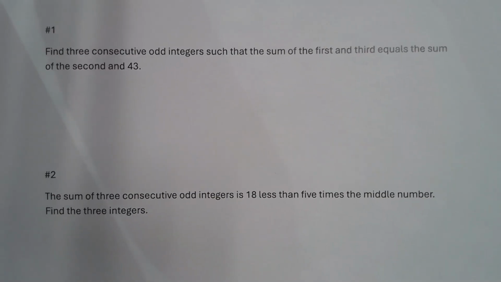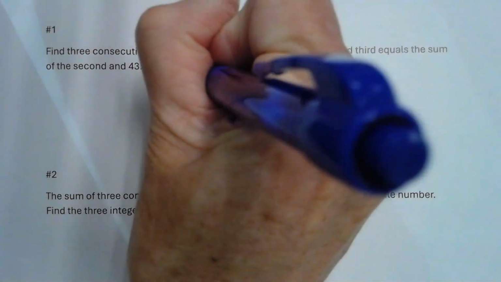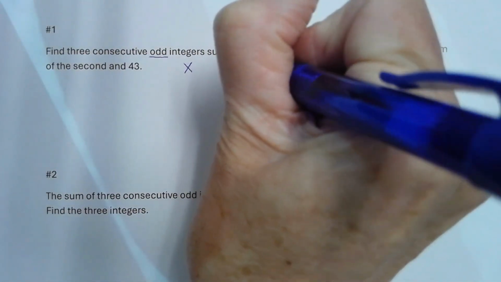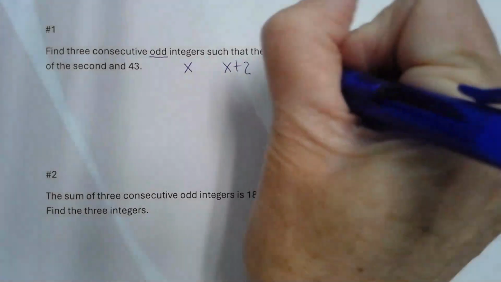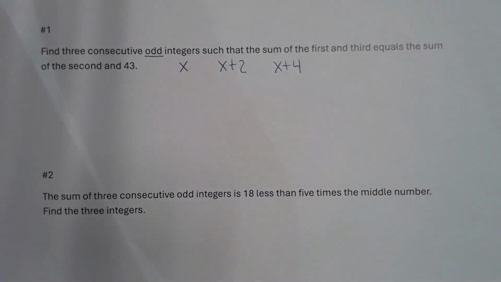So first thing it says in number 1 is find 3 consecutive odd integers. Now, as soon as I see that, I'm going to write those 3 expressions for those. Odd or even, it doesn't matter. The first one's going to be an x. The second one is going to be an x plus 2. The third one is going to be an x plus 4. And it says there's 3 of them, so I wrote 3 of them.